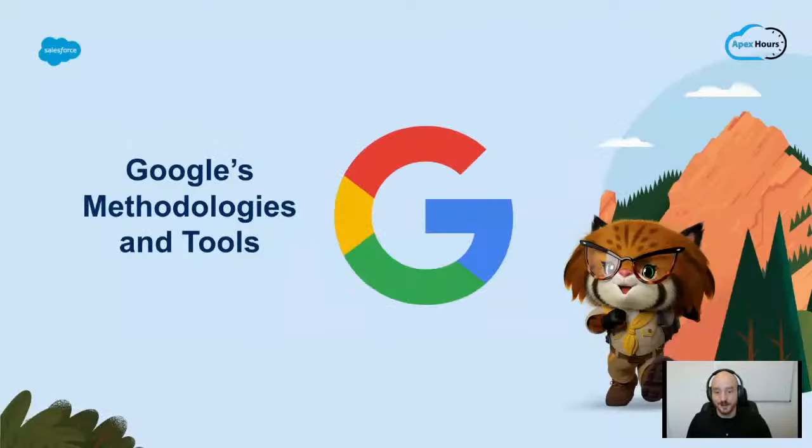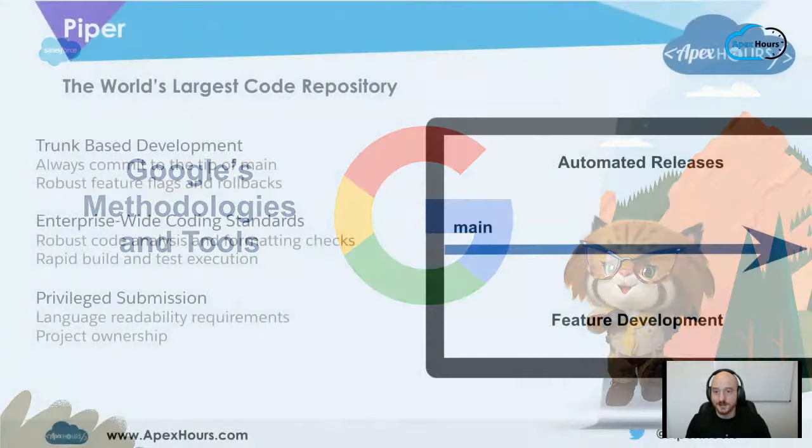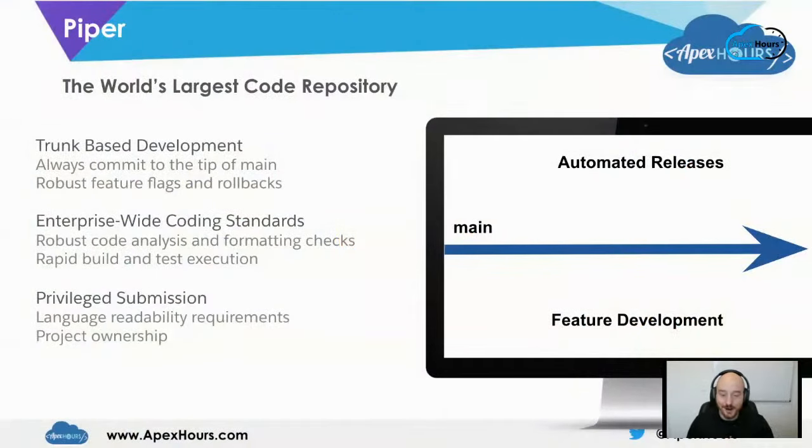All right, Google's methodologies and tools. Here we've got a couple of things that are really important to share. Number one of them is Piper. Piper is a source code repository that we use at Google for the overwhelming majority of Google's products and services that you may be familiar with, and then a lot of them that you're not familiar with.